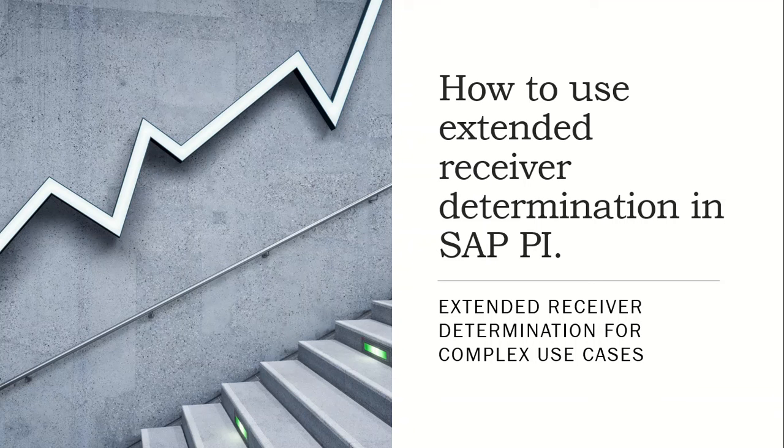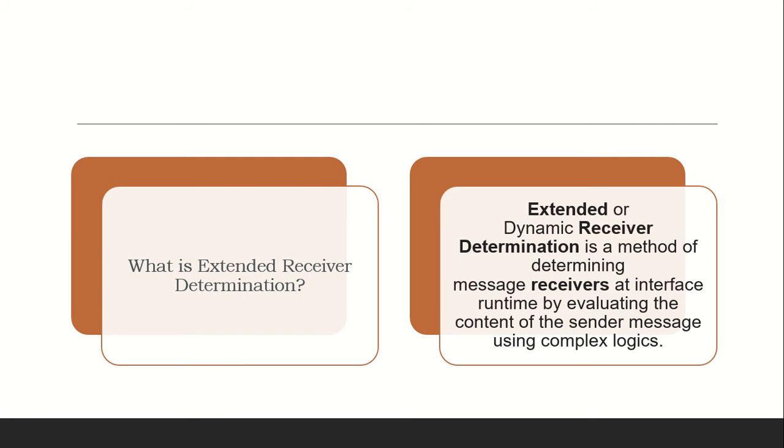Hi guys, today I am going to discuss a very useful and important topic in SAP PI, that is how to use extended receiver determination in SAP PI. So what is extended receiver determination? Extended or dynamic receiver determination is a method of determining message receivers at interface runtime by evaluating the content of the sender message by using complex logic.